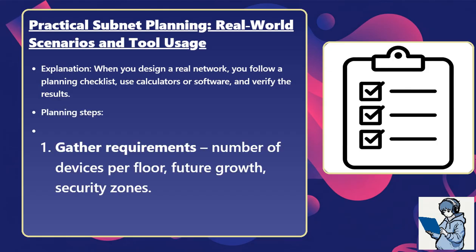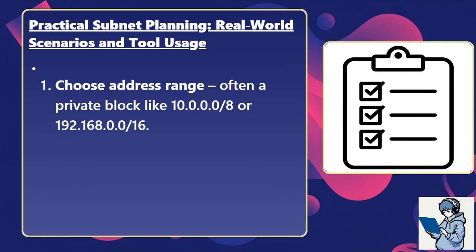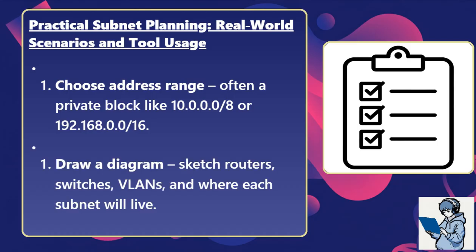1. Gather requirements: number of devices per floor, future growth, security zones. 2. Choose an address range, often a private block like 10.0.0.0/8 or 192.168.0.0/16. 3. Draw a diagram. Sketch routers, switches, VLANs, and where each subnet will live.